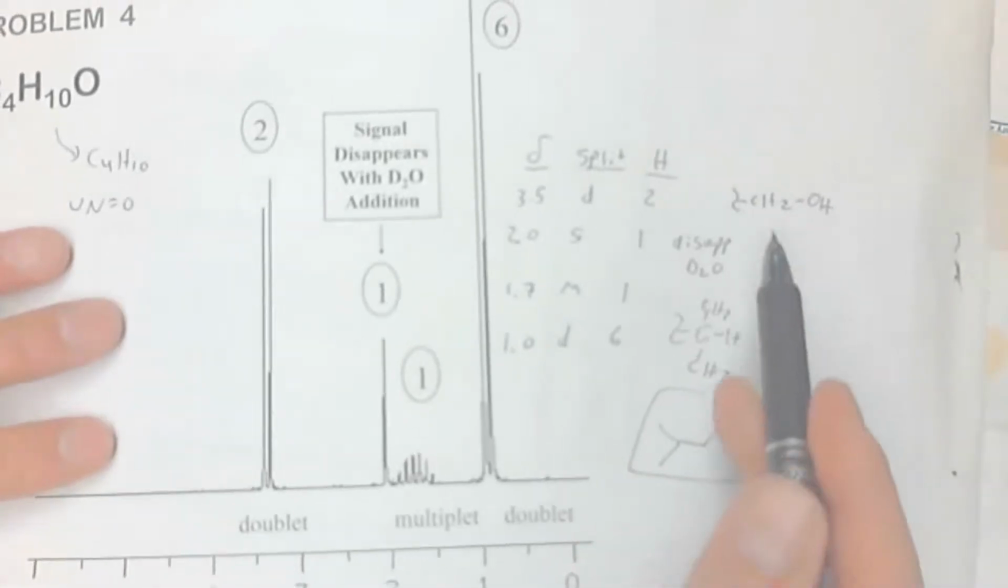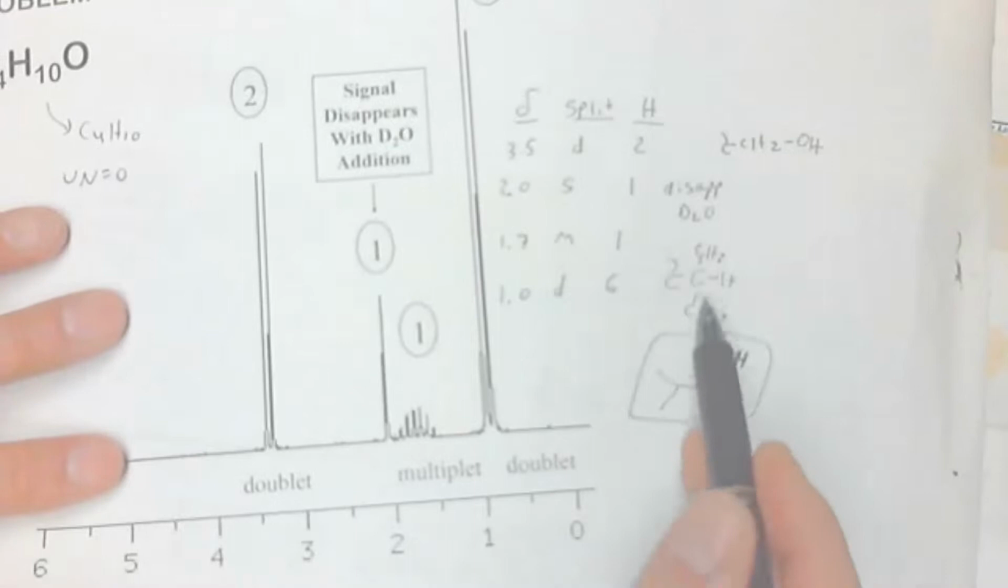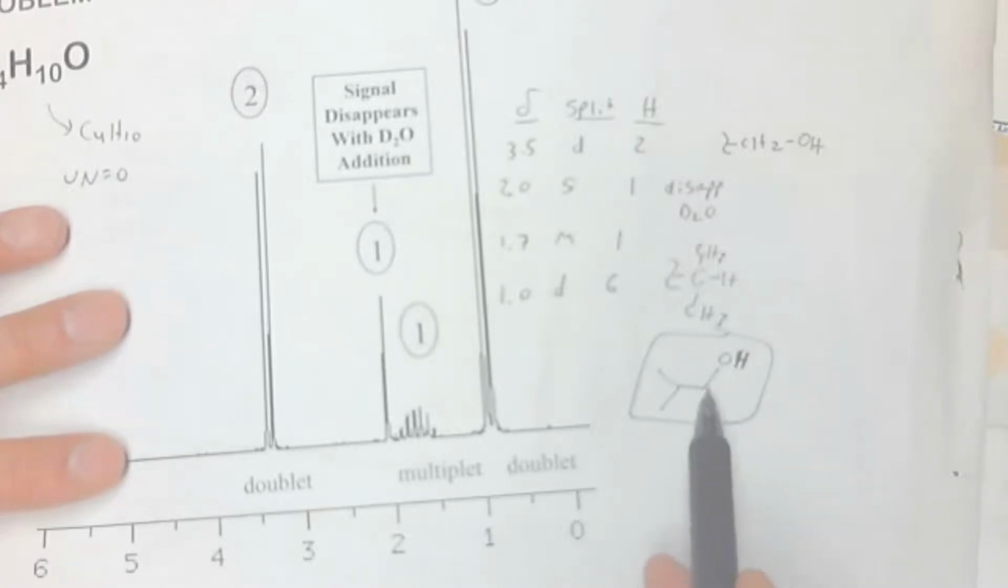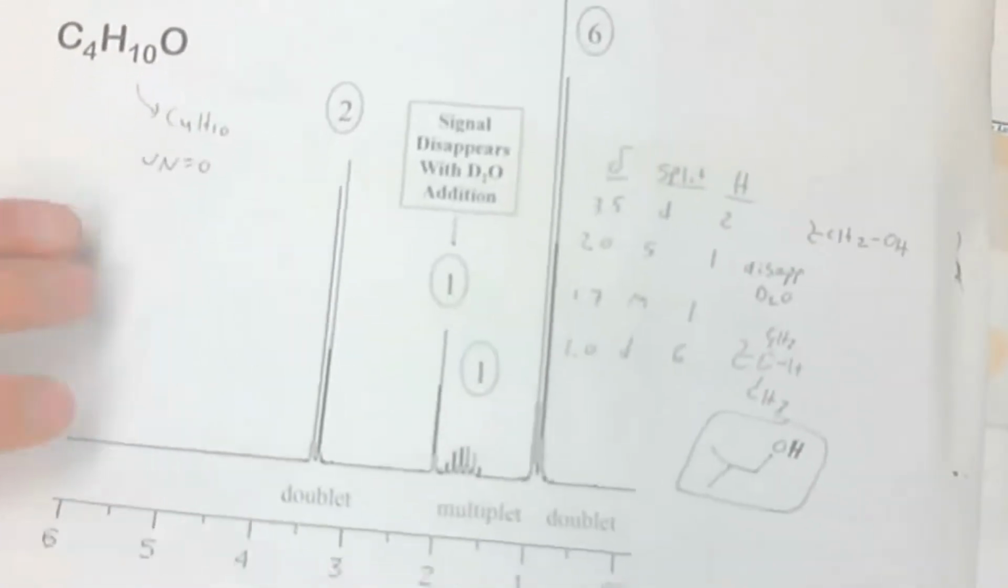You could draw it however you want. I could draw it with each carbon and hydrogen, or get into this zigzag mode, and we see what the answer is. Isopropyl group, CH2OH, right? Cool. Next.